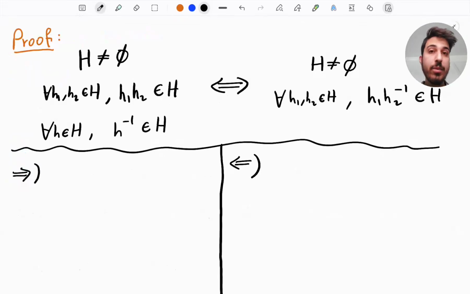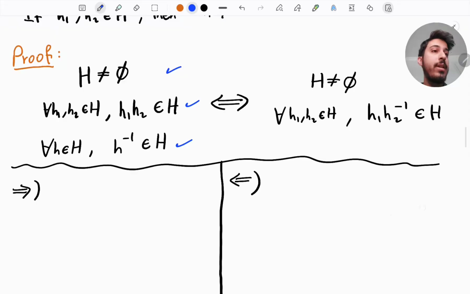Okay, let's get down to the proof of this now. The proof will contain two parts. Will contain the forward direction and the backwards direction. In the forward direction, we will assume that H is a subgroup of G. So we will assume these three properties that we've discussed. And we're trying to prove these two properties on the right.